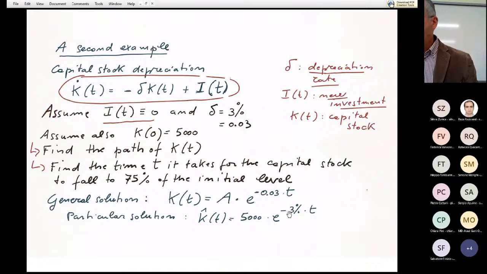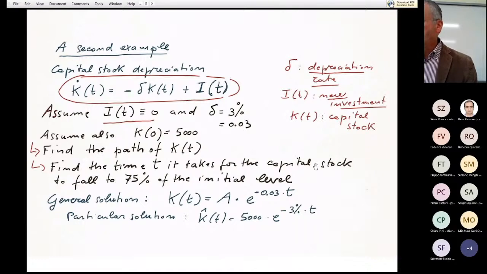And the other question is, of course, just simple algebra. It's just meant to show you one particular property of these solutions. Of course, the time t it takes for the capital stock to fall to 75% of the initial level, if we don't invest anything, is something that doesn't depend on the initial level of the capital stock, okay? Just to show this property. It depends on the rest of the model, but not on the initial level of the capital stock, because it measures in a percentage manner, okay? 75% of the initial level, whatever it is.